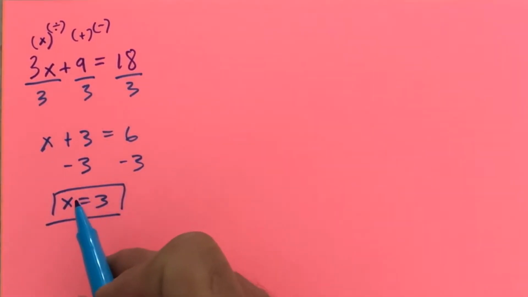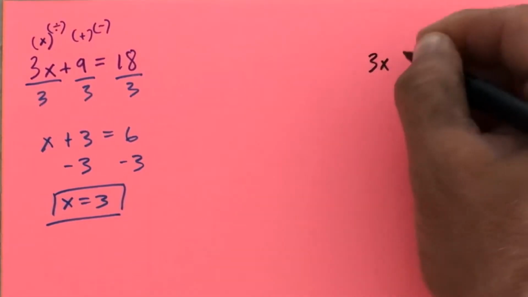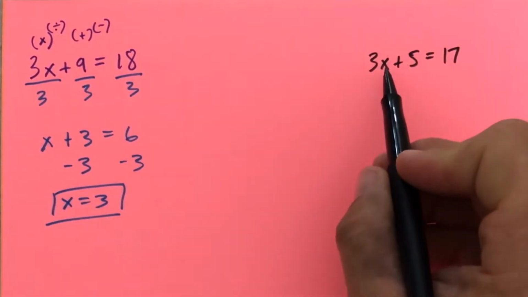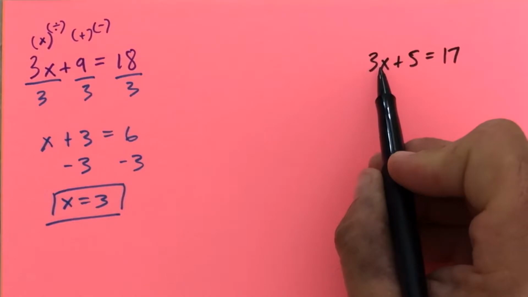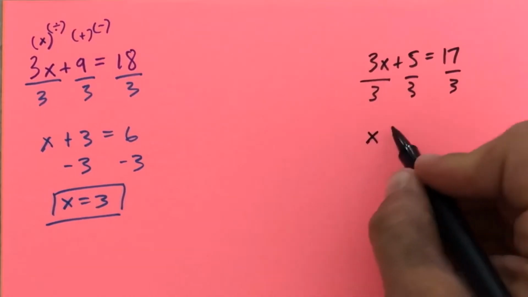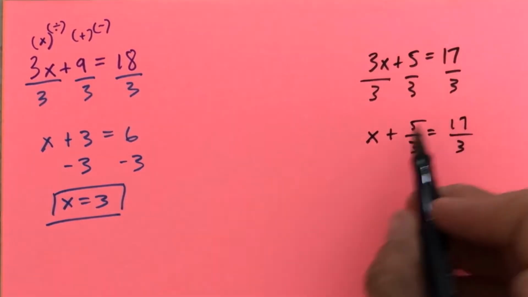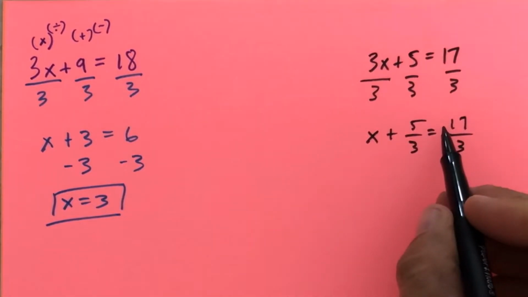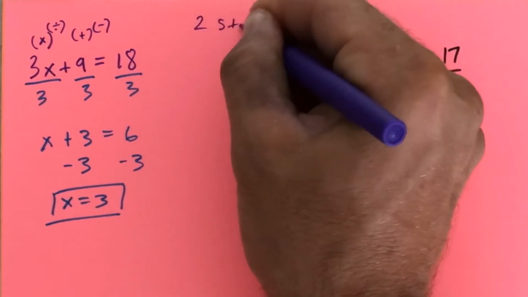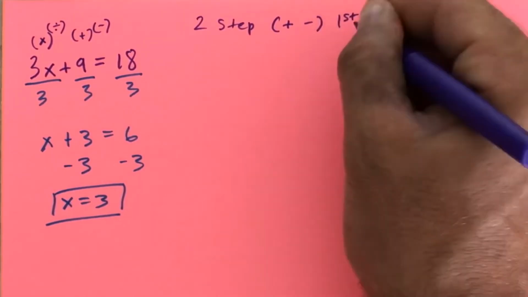Definitely a way you could solve it, but what happens is you run into a problem when you get a question such as this, where in order to get rid of the 3 and you want to divide, you'll have to divide everything. Now if we do that here, you end up with x plus 5 over 3 equals 17. Now, these are not the numbers we want to be working with. Okay, so the idea is with two-step equations, you usually want to do your addition and your subtraction first. That's what you want to look at first.